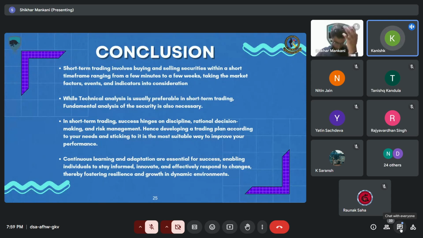Now, continuous learning and adaptation are essential for success, enabling individuals to stay informed, innovate, and effectively respond to changes, thereby fostering resilience and growth in a dynamic environment. Basically, markets are dynamic, businesses are dynamic, everything is changing every day. So you must not stick stubbornly to a particular strategy just because you have confirmed it and have particular data on the basis of which you are making decisions. You have to consider the changes in the market.